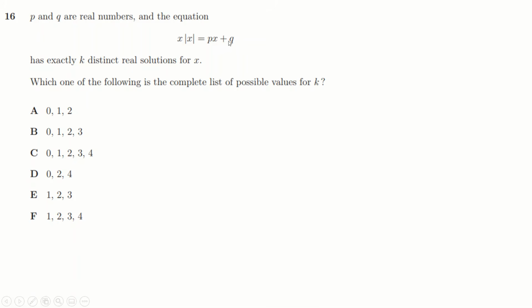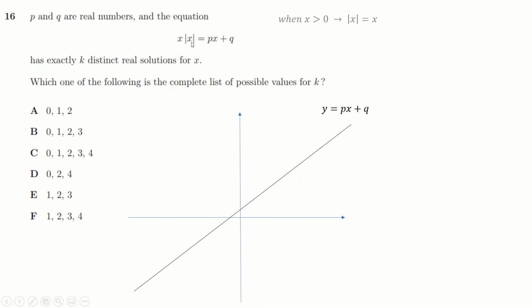So let's draw these. Let's draw this graph, px minus q. I'm assuming we can all draw a straight line. Now let's draw this graph. That's a bit more complicated, but when x is positive, which is over here, this is just the graph x times x, because mod x doesn't do anything when x is positive. So over here, we're just drawing the curve x squared, which must look like that.